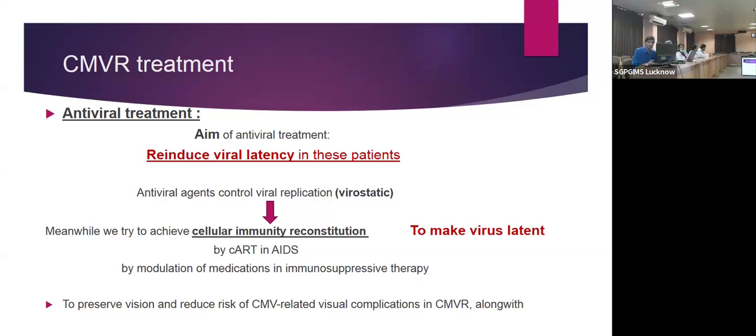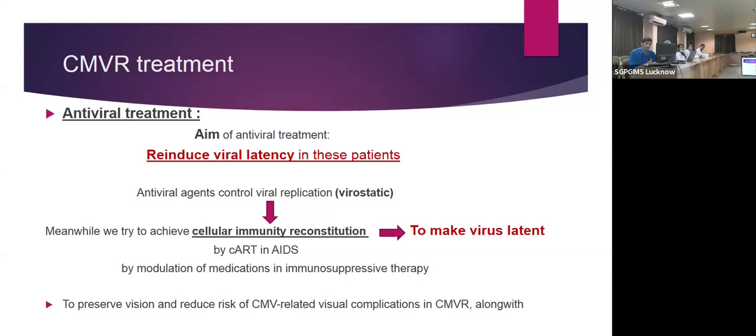What is the aim of antiviral treatment? The aim is only one: to reinduce virus latency as in immunocompetence. We can't eradicate or get rid of the virus; nobody in the world can do this as of now. Whatever viral replication has started, we can stop the replication and induce viral latency with the treatment modalities we have. That is the reason most of the drugs are virostatic in nature.